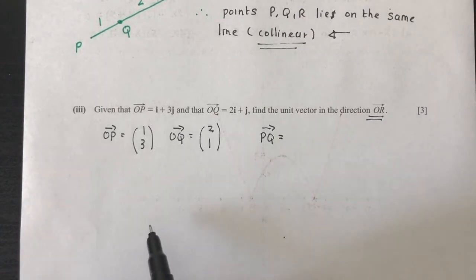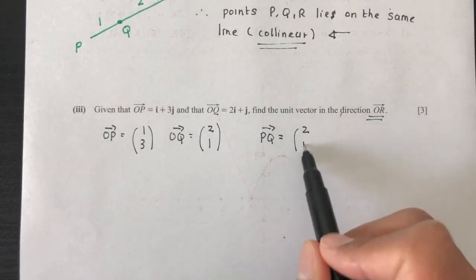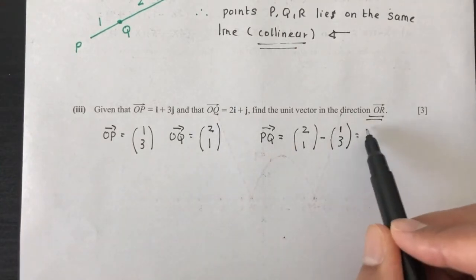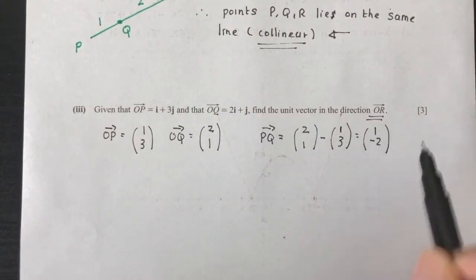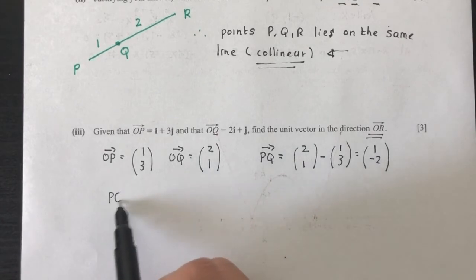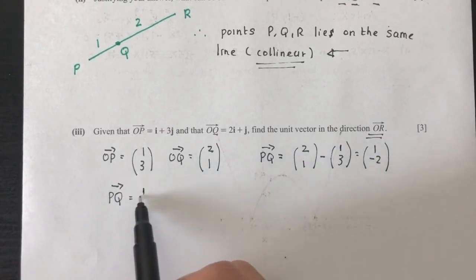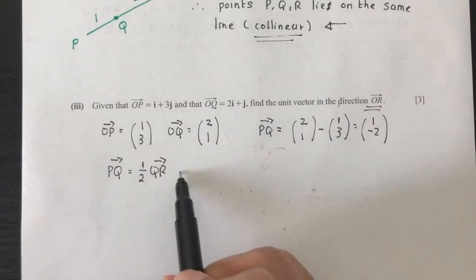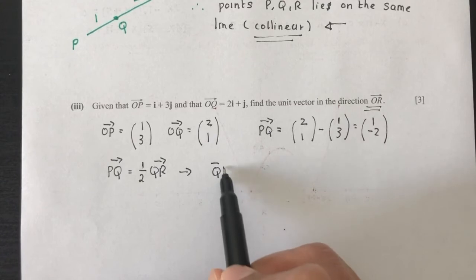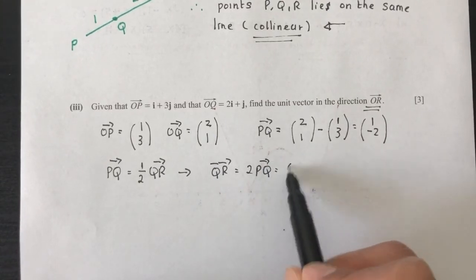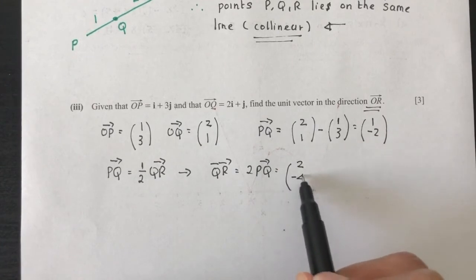PQ is given by OQ minus OP. That should be 1 minus 2. Now we have to use this ratio here. The ratio we know from the first part is PQ is equal to half of QR. So from this you can see that QR is equal to 2 times PQ. That will be 2 times this, which is 2 minus 4.